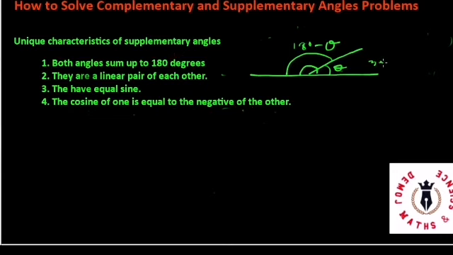If this angle is 30 degrees, this one will be what? 150 degrees. Both of them are said to be what? Supplementary angles. Let's see their unique characteristics. Here, I want you to follow me carefully. Now, I want to draw the Cartesian coordinates. We'll use that to explain.